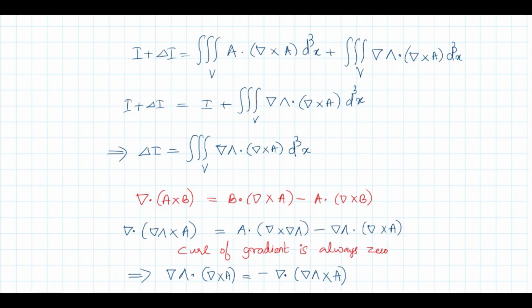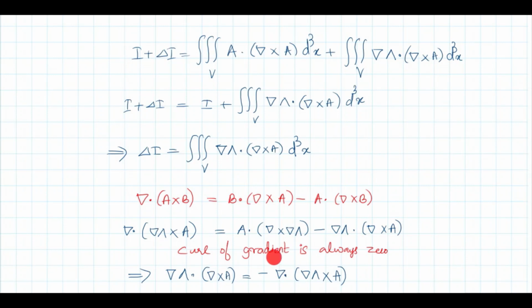Again, another identity, del dot A cross B, divergence of cross product of two vectors, del dot A cross B is B dot del cross A minus A dot del cross B. If we identify A as del lambda, then this identity becomes del dot del lambda cross A. Instead of B, I will write A. Instead of A, I will write del lambda. Del dot del lambda cross A is equal to A dot del cross del lambda minus del lambda dot del cross A.